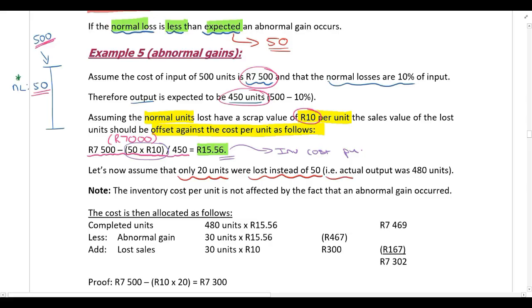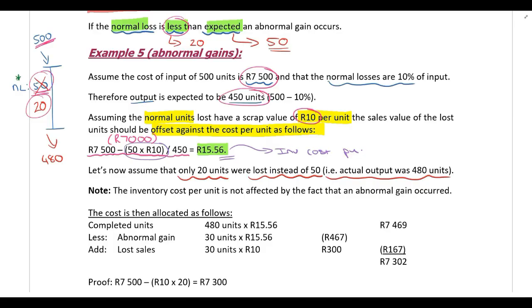So in other words, my actual output was 480 units. So I'm now getting 480 units out of my production process because only 20 units were lost. Okay, so my normal loss was not 50 units, my normal loss was actually only 20 units. So guys, that is an abnormal gain because my normal loss is less than what I expected it to be. I expected it to be 50 units, but it was only 20 units. I'm dealing with an abnormal gain.